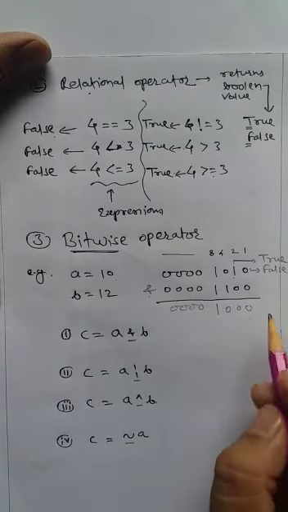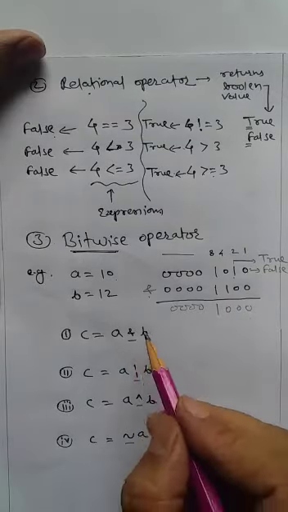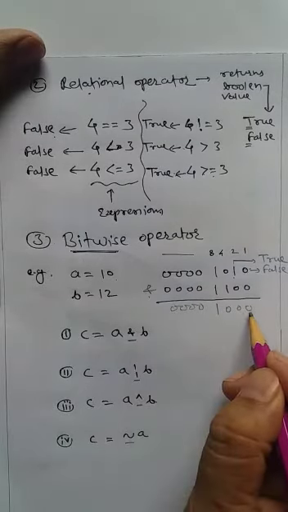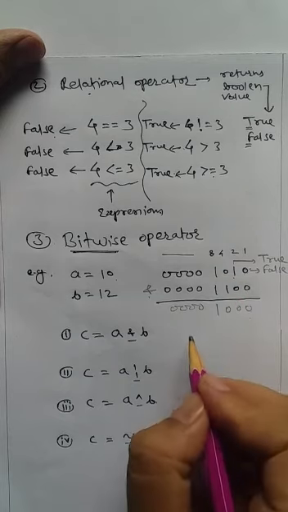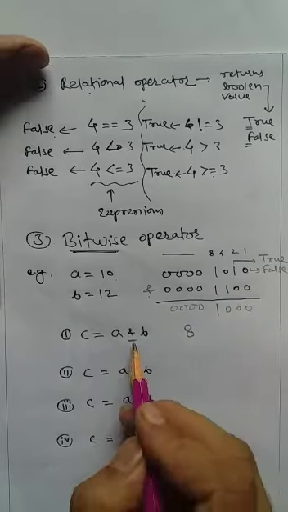So what answer did we get for the AND operation? Now convert this into decimal. So this is 1 2 4 8. 8 is present, so we'll say that the answer is 8 for the AND operation.